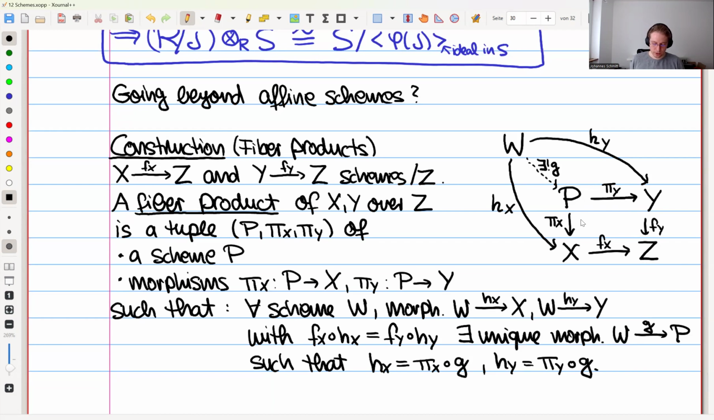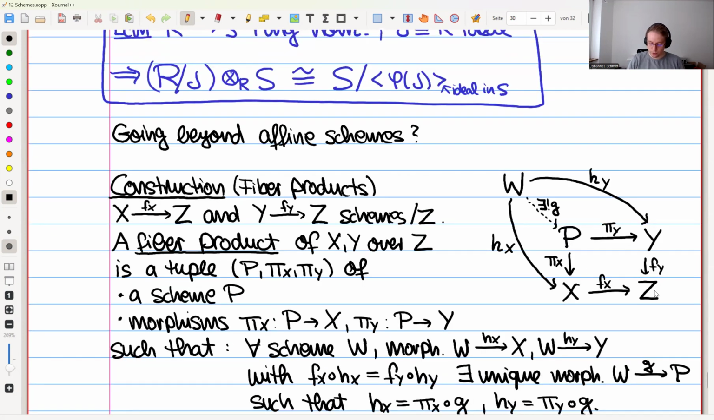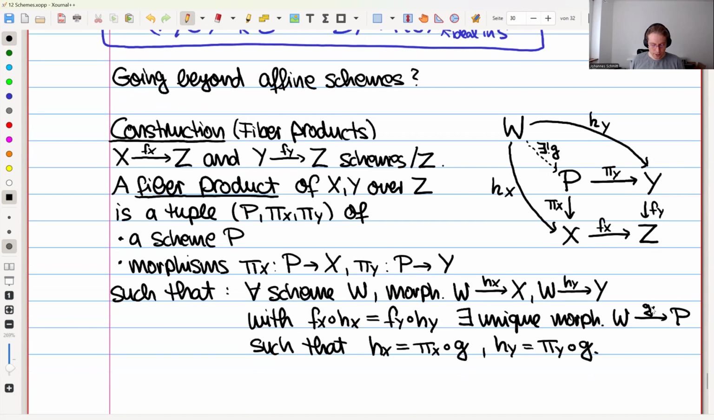Okay, so that is again this universal property, and it's very close to the property that we had for the product, which essentially just said giving a map to the product is the same as giving a map to the first factor and a map to the second factor. The only difference that we now have is that we need to add the condition that they commute with the map to Z. Okay, so this is an abstract definition.